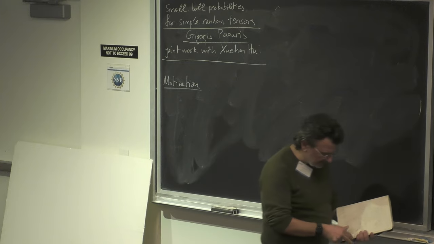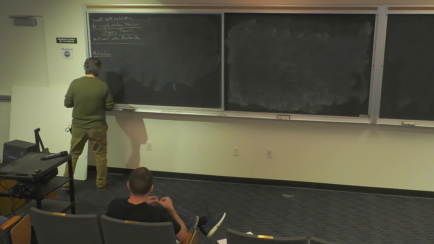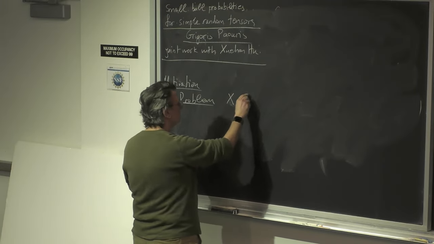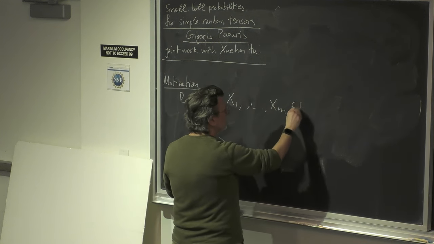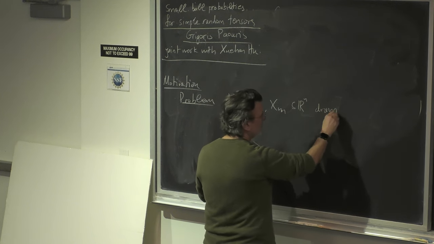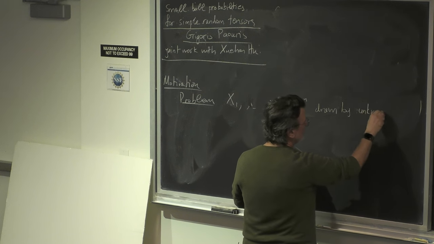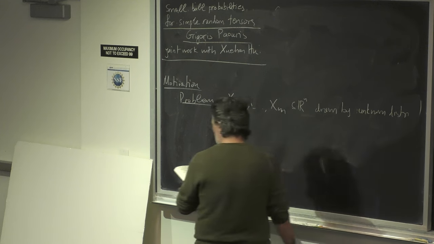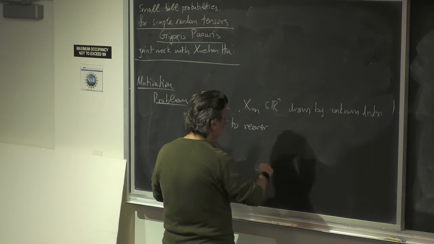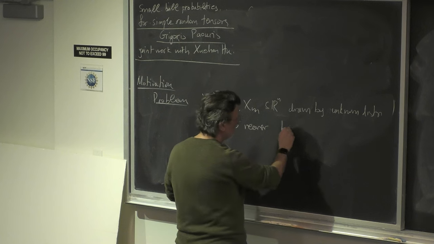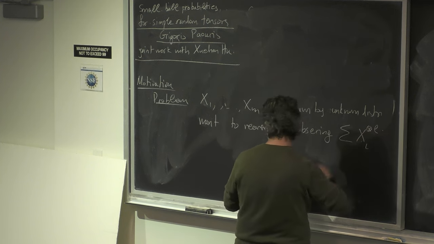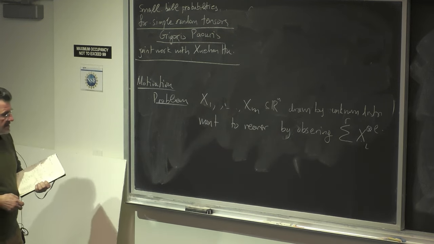So this is about recovering the rank one components of a tensor. Let me write the problem. Let's say that x1, ..., xm are n-dimensional. It can be in different dimensions, but through my talk, let's say n-dimensional. These are drawn from some unknown distribution. And our goal is to recover the rank one components by observing the sum of xi tensor L, let's say, and let's say that we have R of them. So that's the problem.